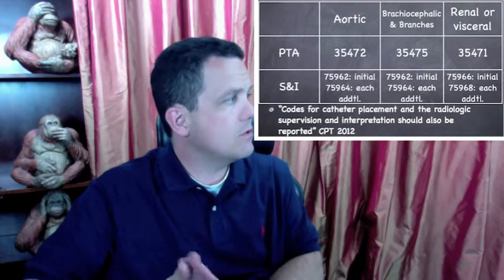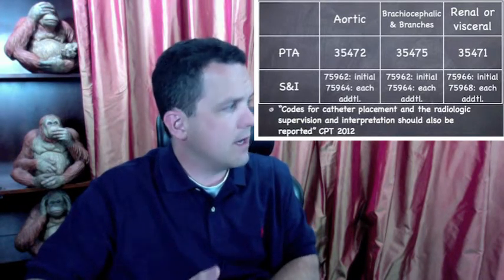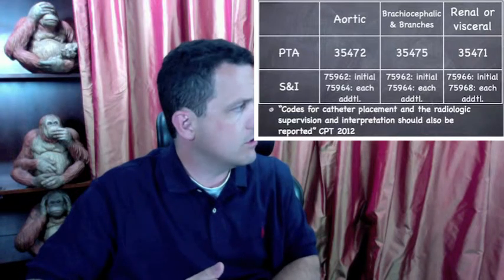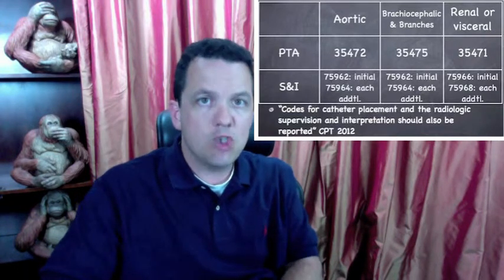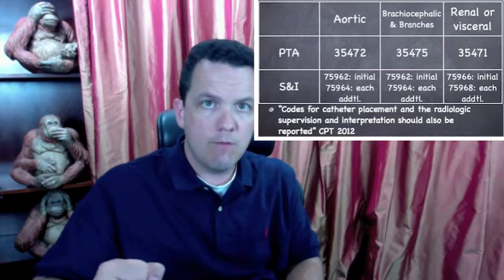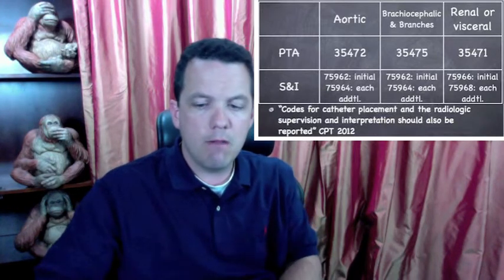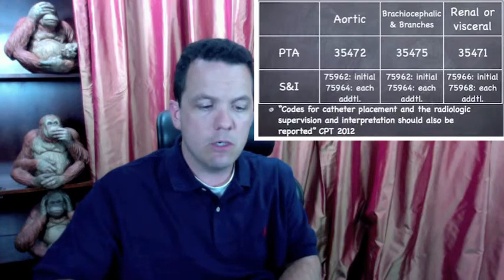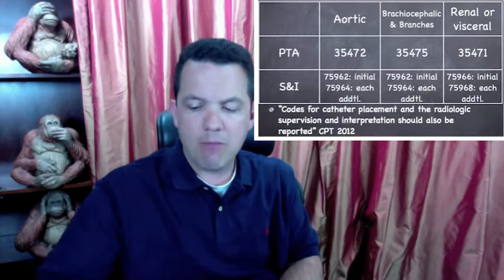As you can see here, there's just separate codes for the brachiocephalic branch and arteries and then the renal vasculature. They all follow the same structure in that we want to make sure that we're doing a buddy system. We bill an intervention code, and then we bill the radiological supervision and interpretation code. And of course, we get to bill for the cath placement as well because we're not down in the lower extremities.